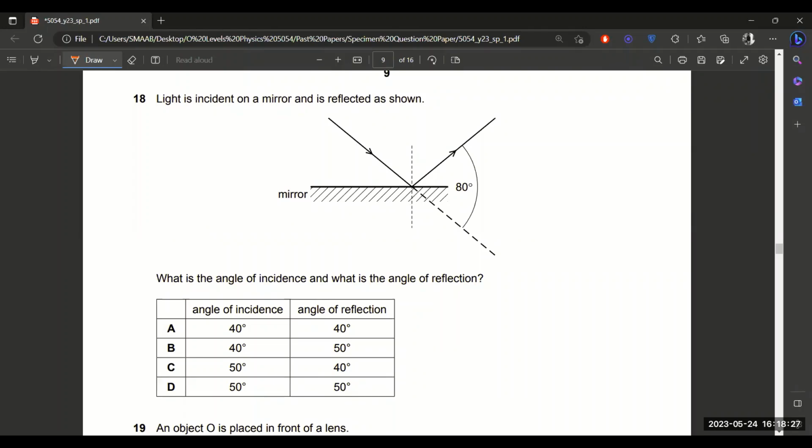And question number 18. In question 18, light is incident on a mirror and is reflected as shown. What is the angle of incidence and what is the angle of reflection? So we need to find out the angle of incidence and the angle of reflection. So basically there is a mirror, and on the mirror, if we consider the angle, this is the normal, and this is the angle of incidence, and this is the angle of reflection.